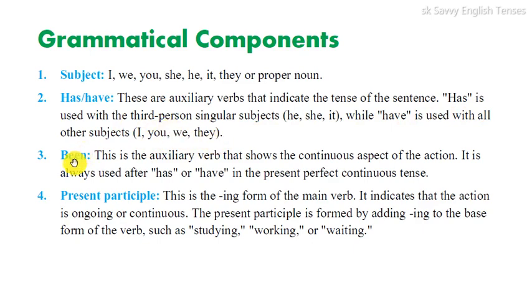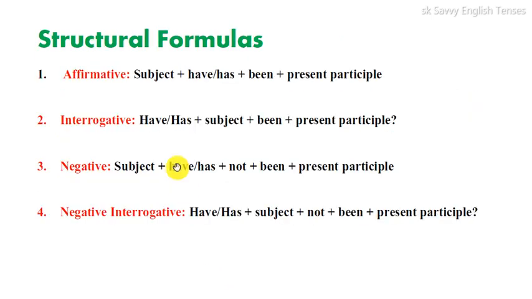Okay, the auxiliary verb been shows the continuous aspect of the action, and the present participle is the ing form of the main verb. The present participle indicates that the action is ongoing or continuous. The present participle is formed by adding ing to the base form of the verb, such as studying, working, or waiting. Okay, let's discuss all the structural formulas in the present perfect progressive tense.